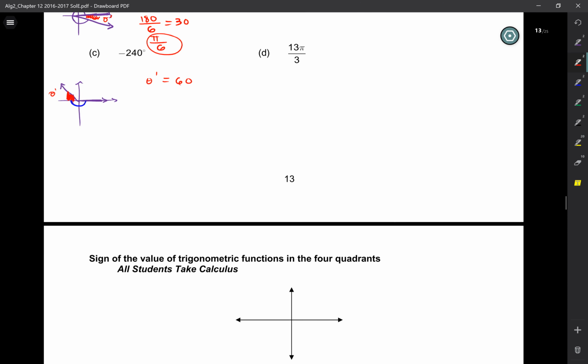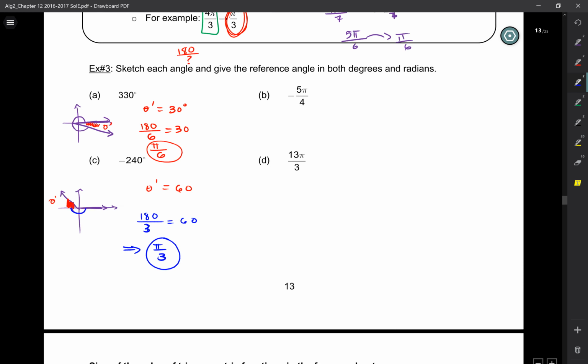Now, let's figure out how much this is in radian, right? 180 over what would give you 60? It's either going to be 3, 4, or 6. 180 over 3 would give you 60. That means it's pi over 3. Okay?